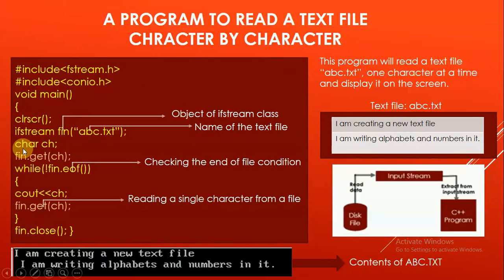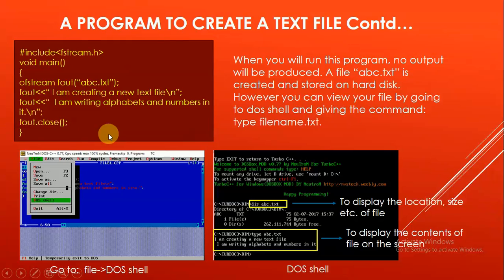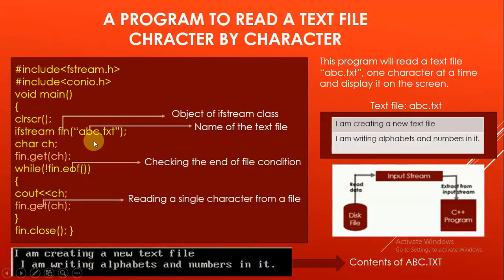As I am reading from a file, I will create an object of ifstream class. So ifstream is a class and fin is an object of ifstream class, and this is again user defined. You can give any name. Here I have given fin. And now this is the name of the text file which I have already created. In the earlier program, we created the file abc.txt. Now I am using the same file to read from. So this file name should be correct.